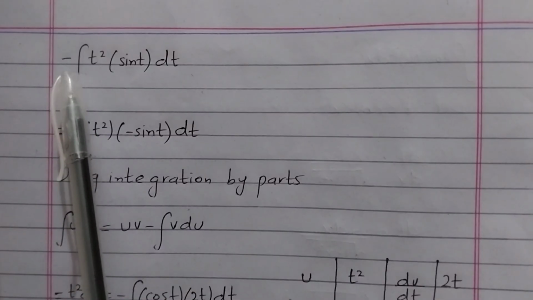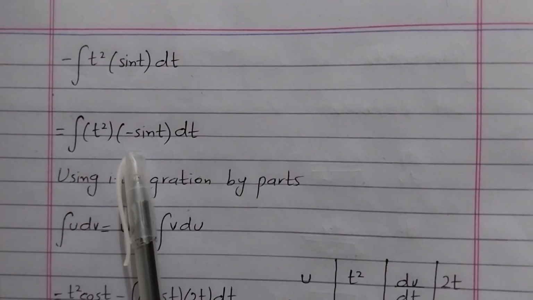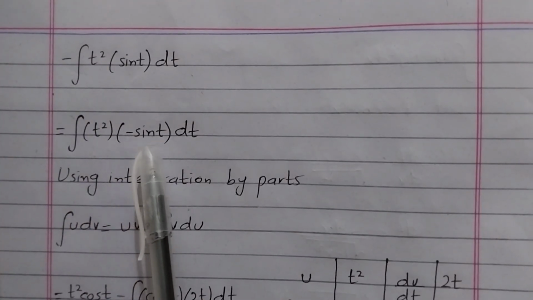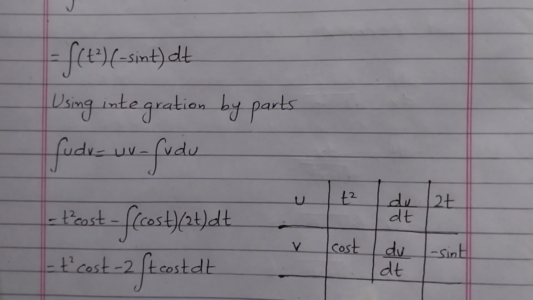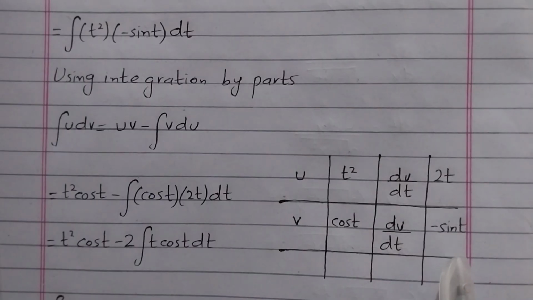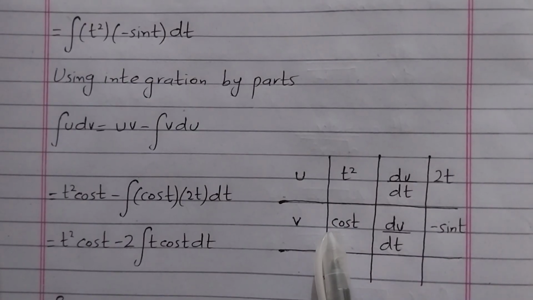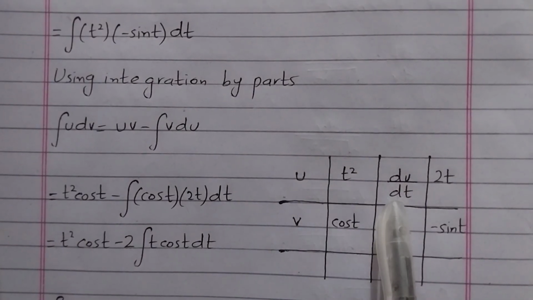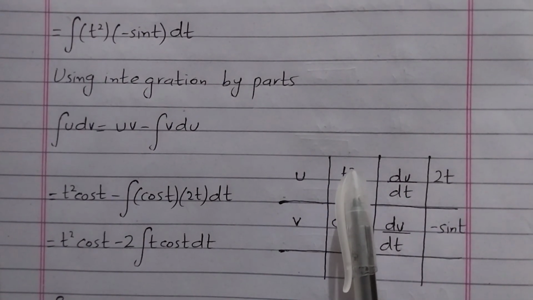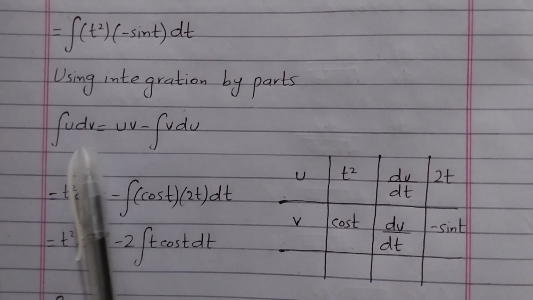If you observe, I have moved this negative sign inside the integral because it is easier solving that way for integration by parts. Because I'm calling dv over dt as minus sine t, for v we need to integrate this minus sine t. So the integral of minus sine t is simply cos t, because cos t has the derivative of minus sine t, and t square has a derivative of 2t, power comes in front and power gets reduced, so 2t. So we just need to use this formula.